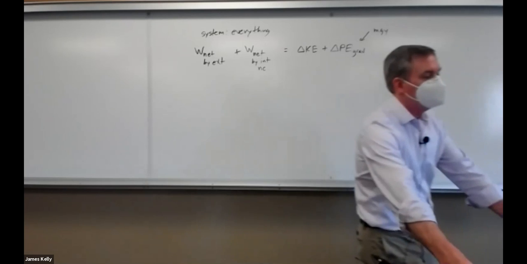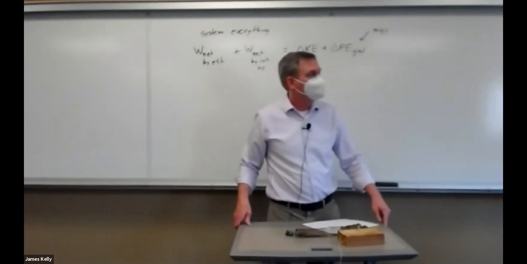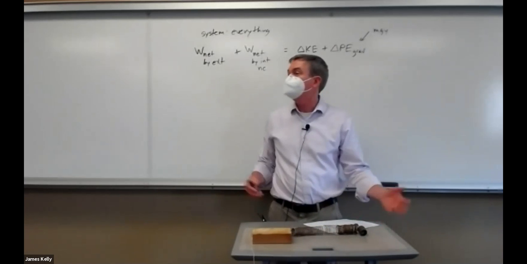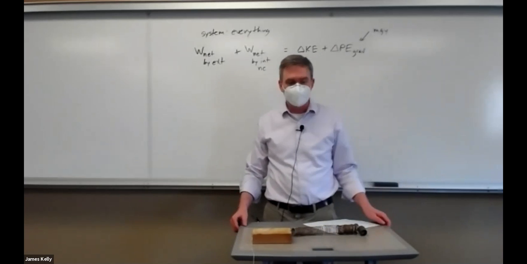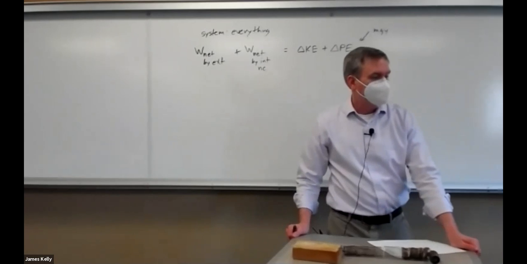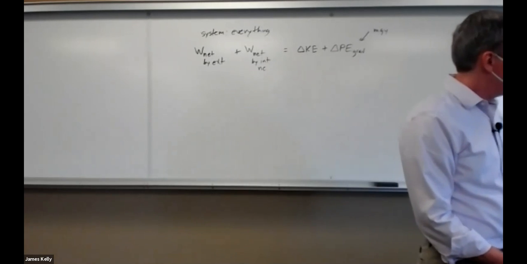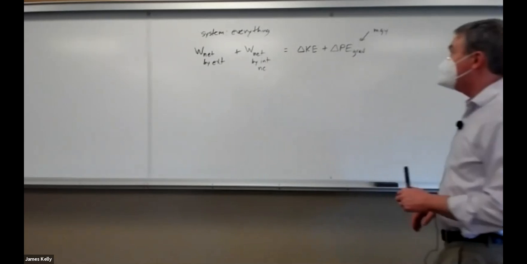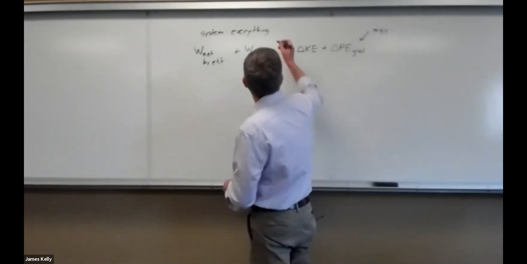The situation is a block is given an initial push, and of course it comes to rest under the influence of friction. Perfectly ordinary kind of phenomenon. And the question is, how much work does friction do in that process? We're given the mass of the block, the initial speed that we push it with, and the coefficient of kinetic friction. So let's try taking our system as everything, just to spell it out.